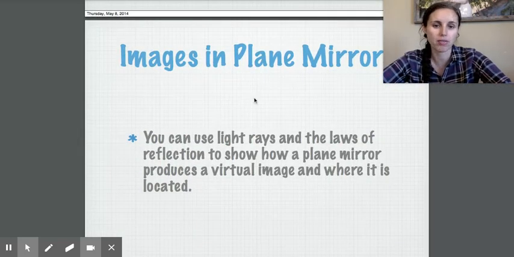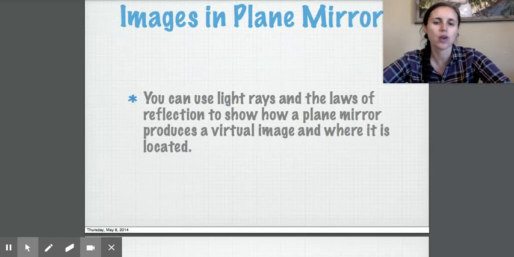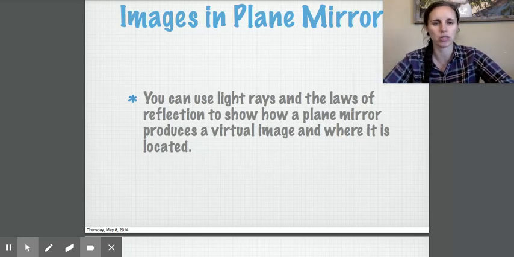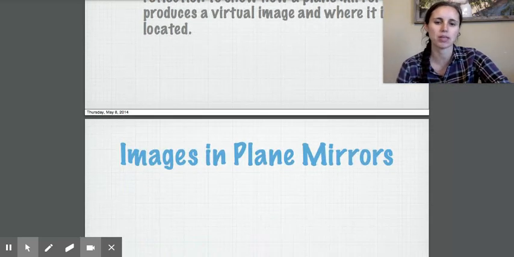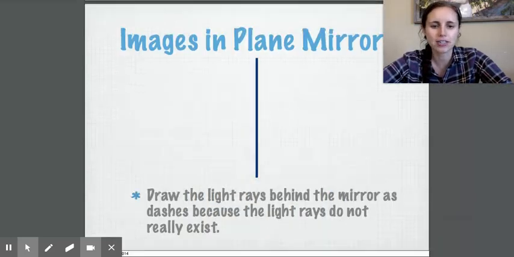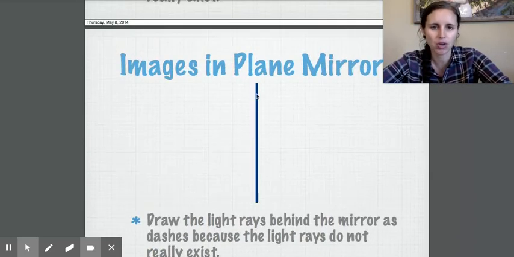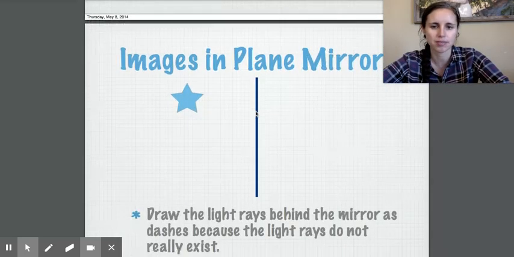So we use light rays and the laws of reflection to show how plane mirrors produce a virtual image and where it's located. I'm going to show you now how we can do this in a diagram where we can predict, using those light rays, where an image is going to be located. The first thing I need to do is start with a mirror. So I've got my mirror here. Remember that no light is actually going to pass through my mirror. Everything is going to be reflected.